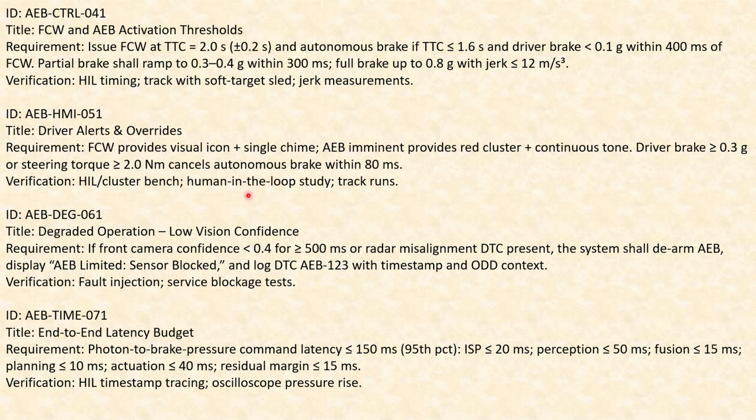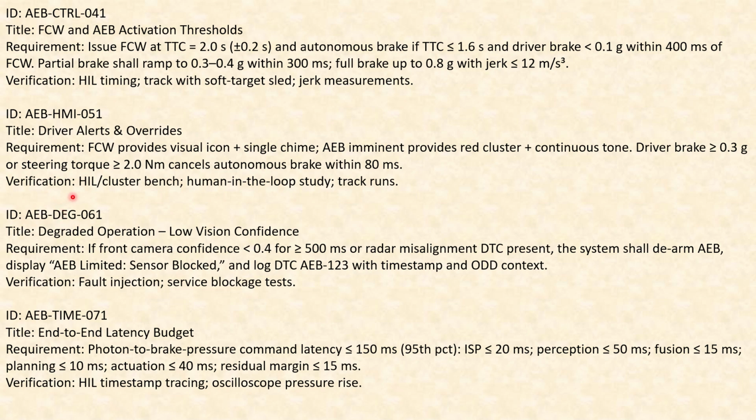All right, so next come the driver alerts and the overrides. Forward collision warning provides a visual icon and single chime, but AEB escalates into a red cluster and a continuous tone. If driver brake is greater than 0.3 G or steering torque is greater than or equal to 2.0 Newton meters, it cancels autonomous brake within 80 milliseconds.